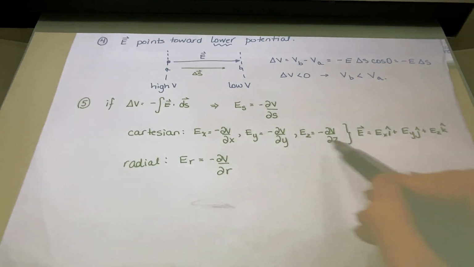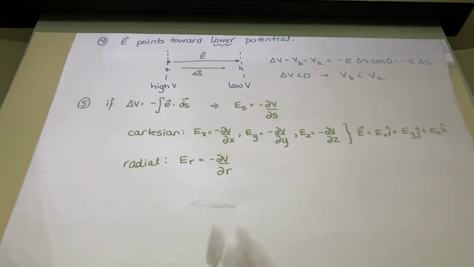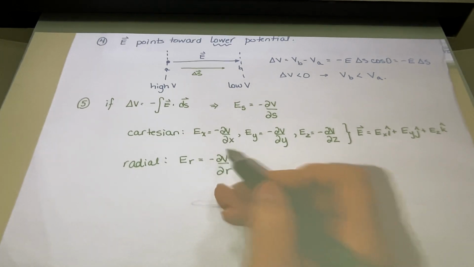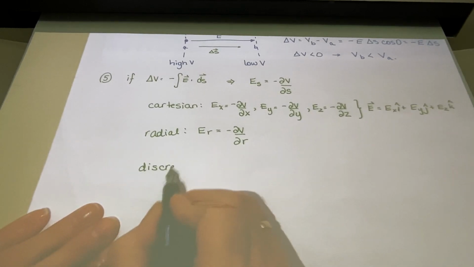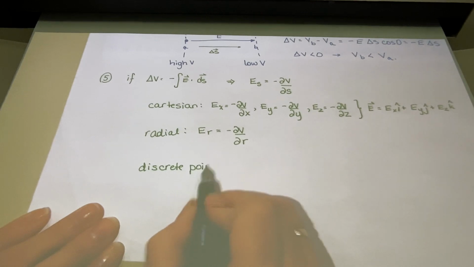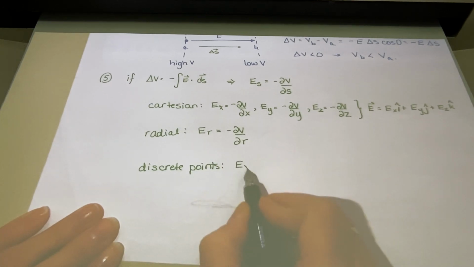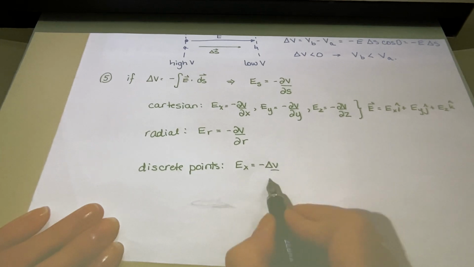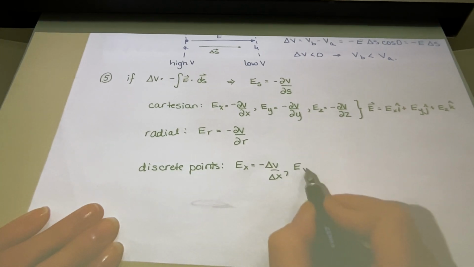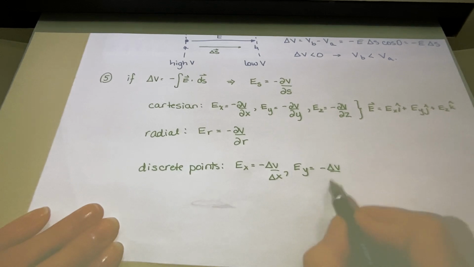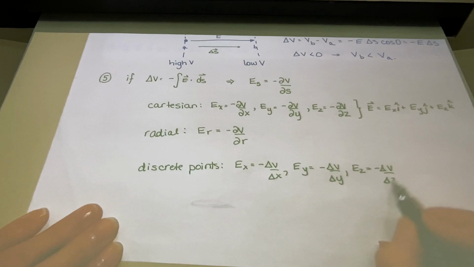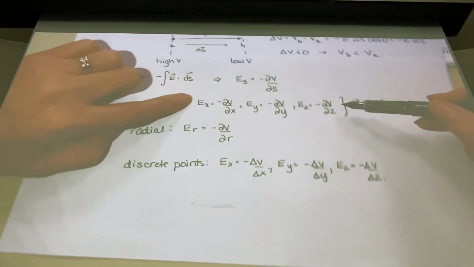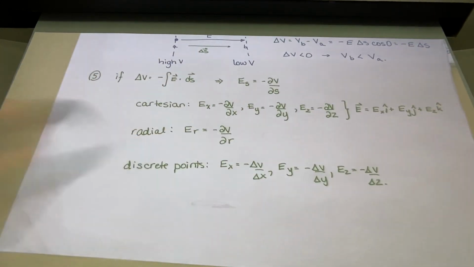This is when you have potential as a function. If you just had a couple of discrete points, the field is still the change in potential over the change in space. But if you had discrete points, you would say Ex is minus delta V over delta X. Ey is minus delta V over delta Y. And Ez is minus delta V over delta Z. Okay, so this is for if you had V as a function. This is for if you had V as a couple of points.